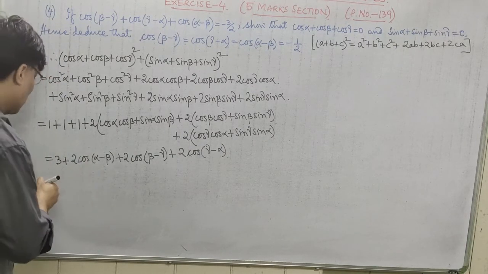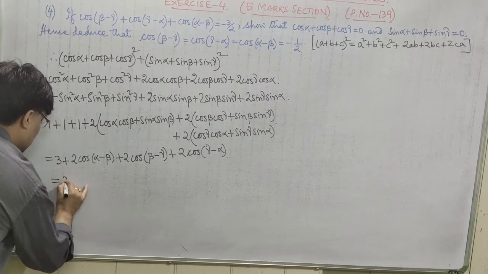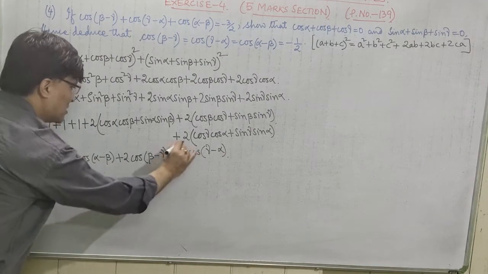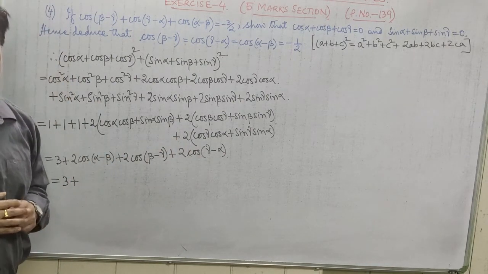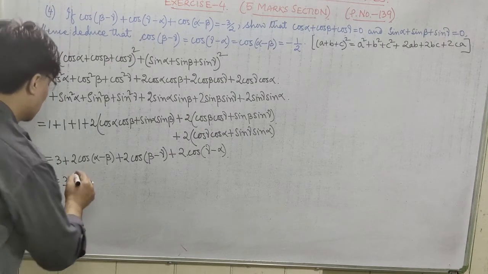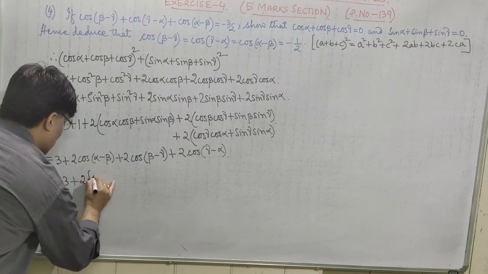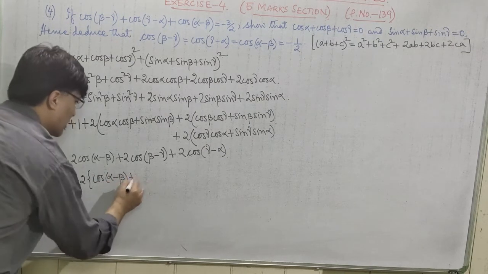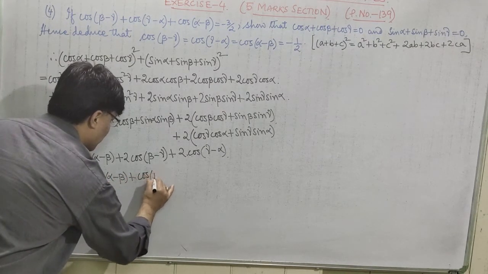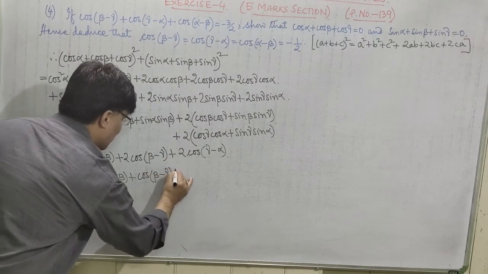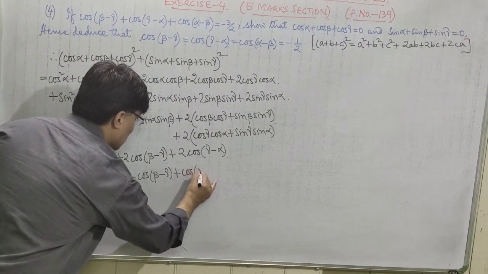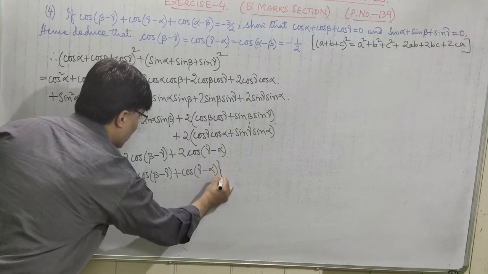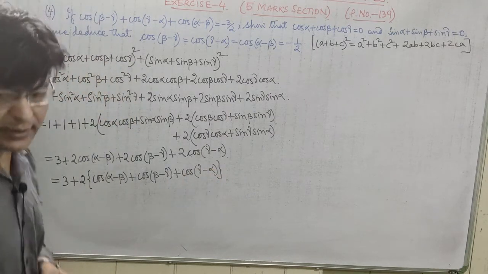Okay. So now let us write 3 as it is, plus from the second term till the last term, what is common there? 2 is common. So within the second bracket we have cos of alpha minus beta plus cos of beta minus gamma plus cos of gamma minus alpha. So here the second bracket is closed.